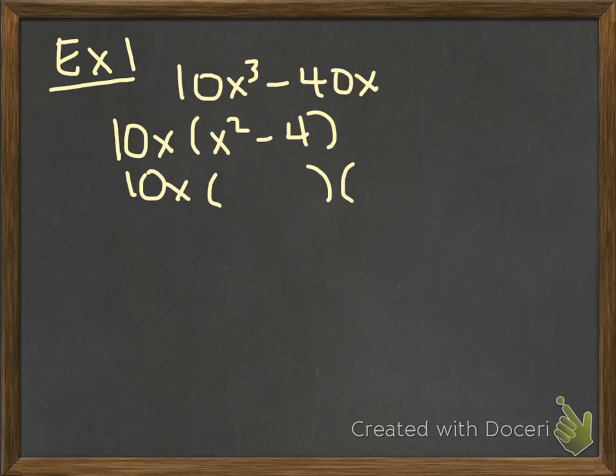So we're going to factor the difference of squares. X times x gives us the x squared. 2 times 2, one is positive, one is negative. And there's no more difference of squares, so that is the answer.